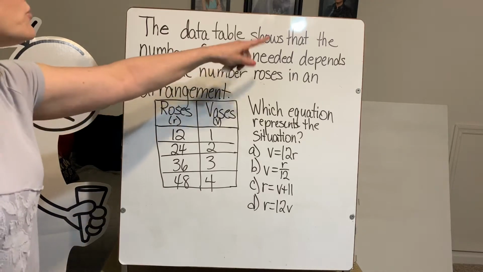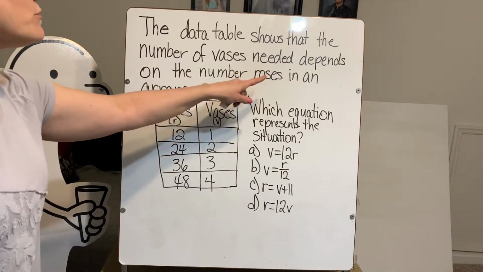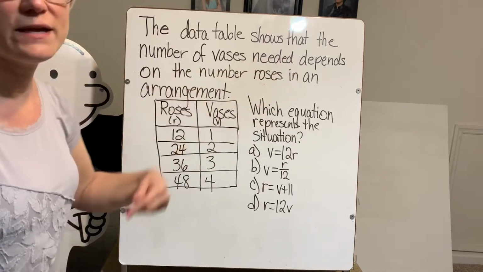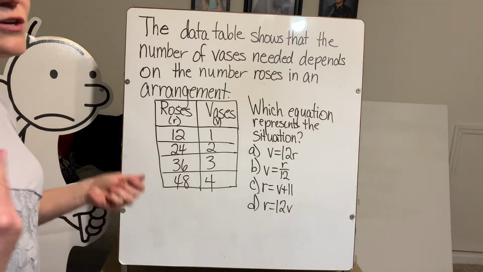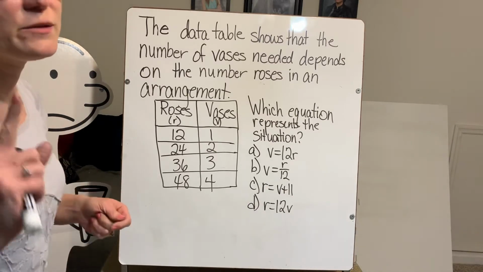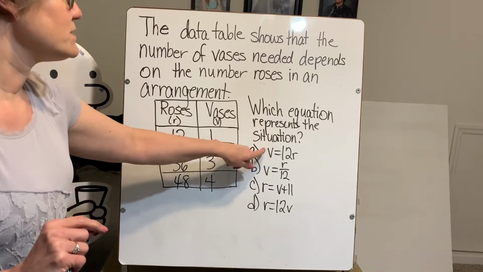The data table shows that the number of vases needed depends on the number of roses in an arrangement. Now I notice here it uses the word depends. So that makes me think of dependent and independent variables. So one thing depends on the other. We're going to be getting into that again next week. All right, which equation represents the situation?